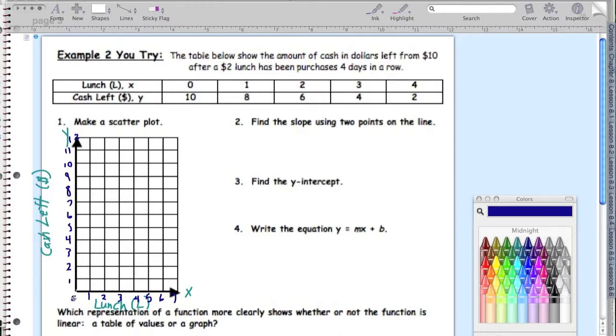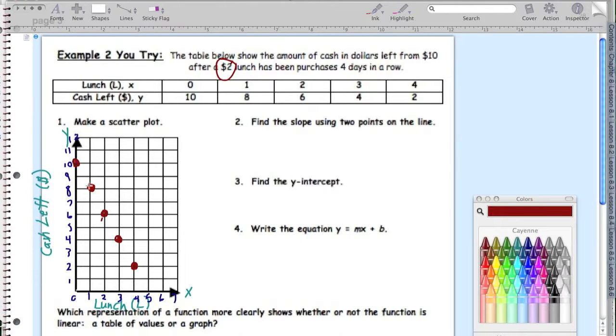So the first point is 0, 10. Let's use a funner color. 0, 10. Then I have 1, 8. So 1, and now there's $8 left. After the second lunch, there's only $6 left. After the third lunch, there's $4 left. After the fourth lunch, there's $2 left. I think we can see that each lunch, like it says, costs $2.